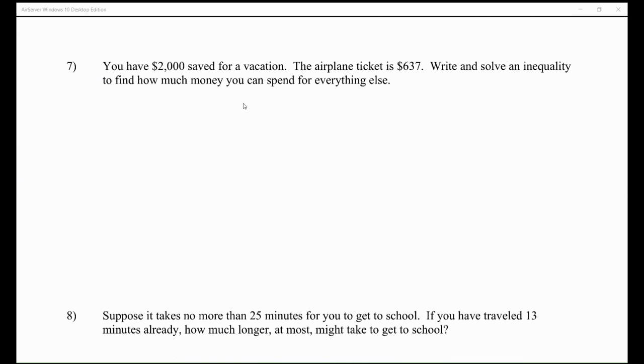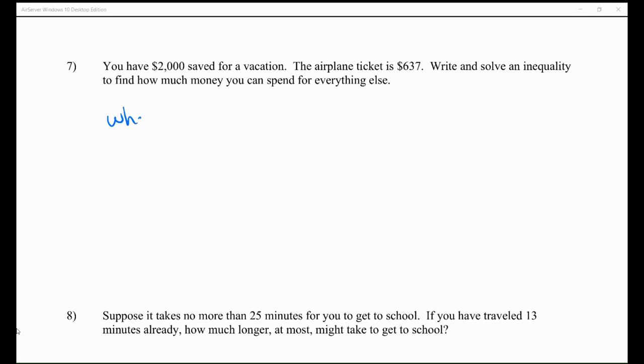For these word problems, we want to write an inequality to model the situation and then solve. You have $2,000 saved for vacation. The airplane ticket is $637. We want to write and solve an inequality to find how much money you can spend for everything else. So let's think about that.